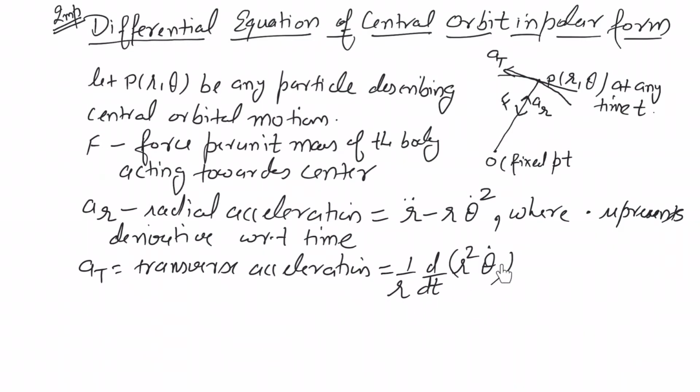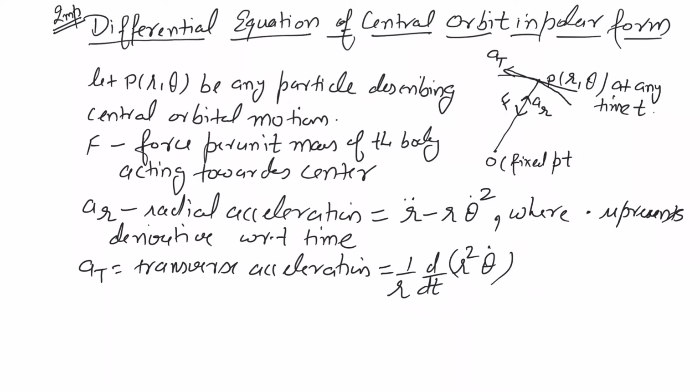This is the radial acceleration, that is the acceleration acting along the radius, and this is the acceleration acting perpendicular to the radius. These two expressions I will discuss separately in my next lecture, where I will be deriving the formulae for these two accelerations, that is radial acceleration and transverse acceleration. For the time being, we will be using these formulae as such in this particular article.